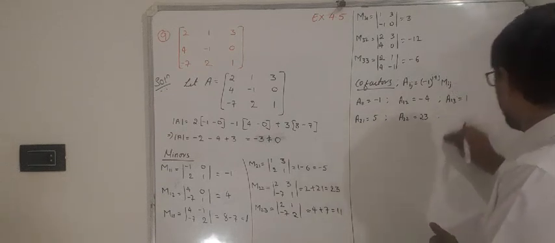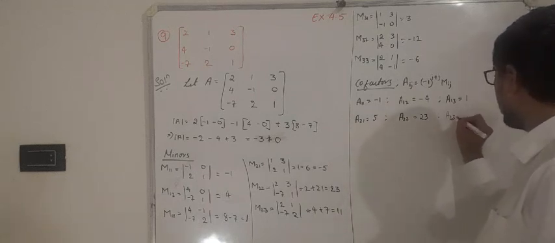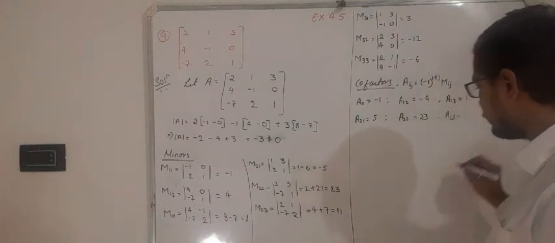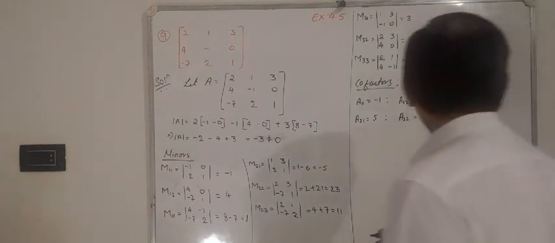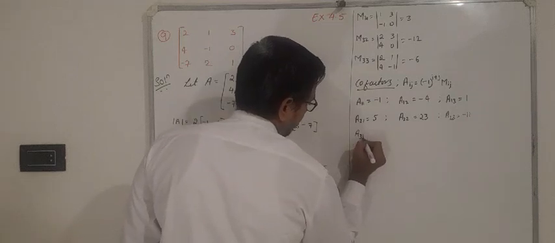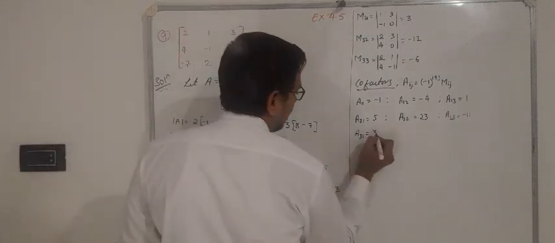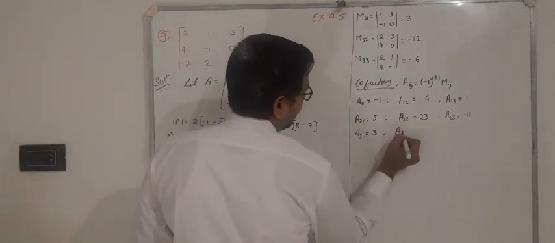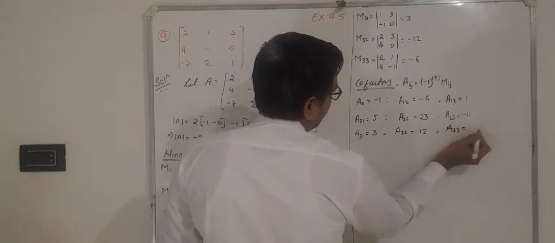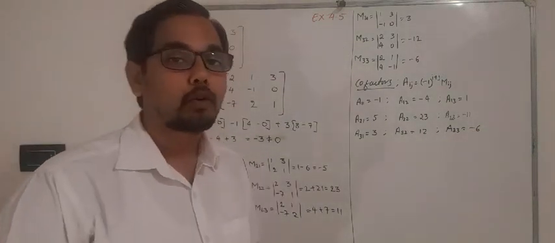Just a minute. A23 is minus 11. A31 is 3. A32 is 12. A33 is minus 6. So these are the values of minors and cofactors, right?